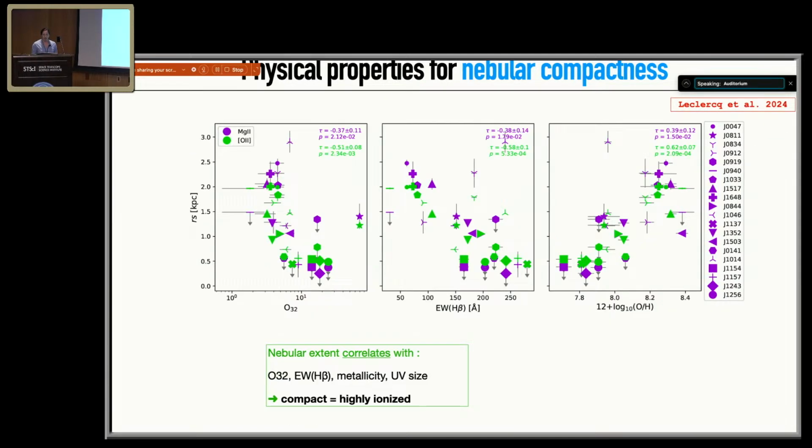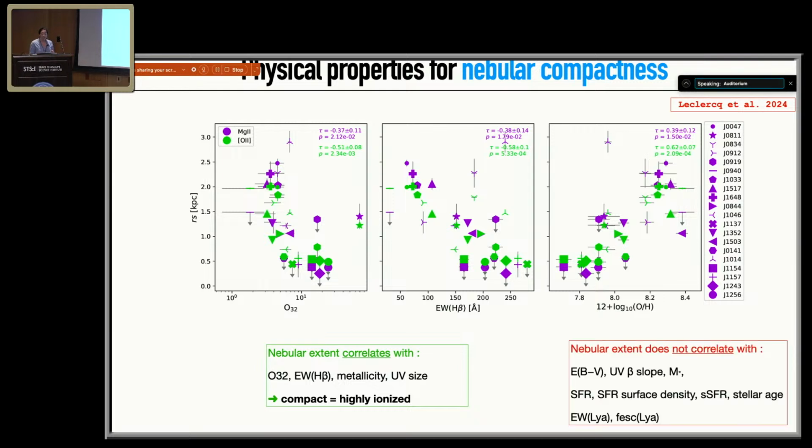Okay. Quickly, we looked at what drives this nebular compactness in those objects, and we found that the size of the nebular emission depends mostly on being highly ionized, basically. So highly ionized means compact configuration. We also checked, we did not find any correlation with, for instance, the SFR surface density or other properties like stellar mass or even Lyman alpha properties.